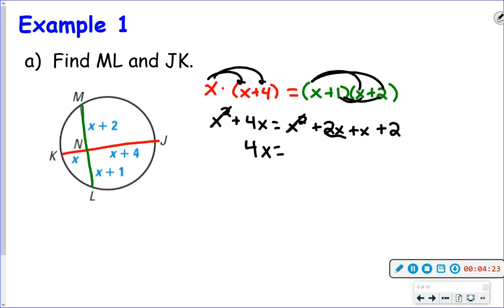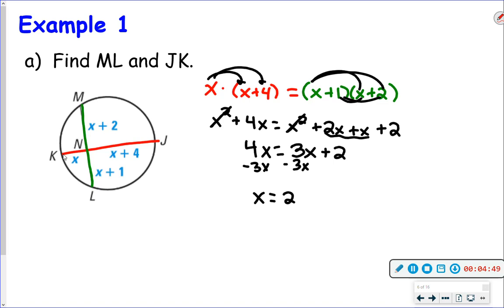So I'm going to combine 2x and 1x. And that's a pretty darn easy equation to solve. Just subtract 3x off, and we're going to have x equals 2. Now, as always, thinking about standardized testing, a lot of times you figure out what x is, but notice they want ML and JK. 2 is not my answer. I have to substitute those in.